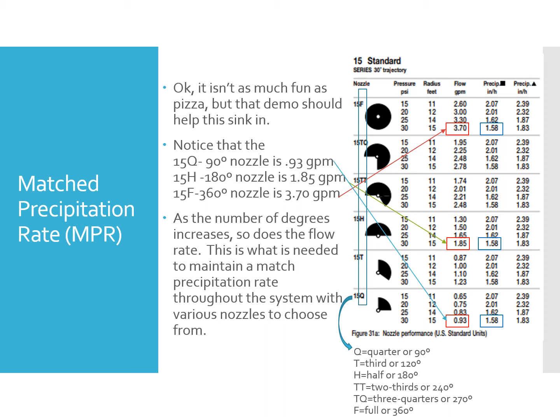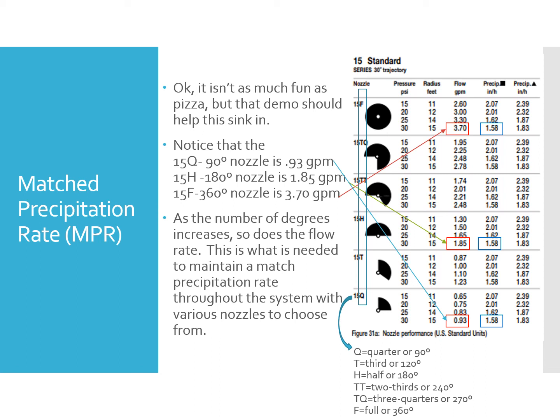This is important because we want to make sure that we have matched precipitation throughout the system with various nozzles to choose from. So think of it as you want to have a system that's raining at an equal rate. You don't want to have like a really black cloud on one end of your landscape, pouring rain onto it, and then a light fluffy cloud on the other end applying water at a different rate. You want to make sure that water's landing in each space at the same rate and depth.